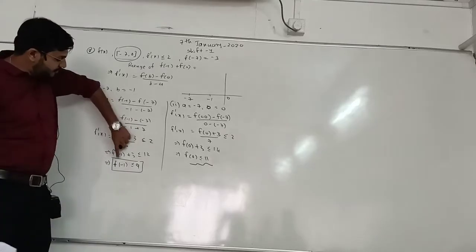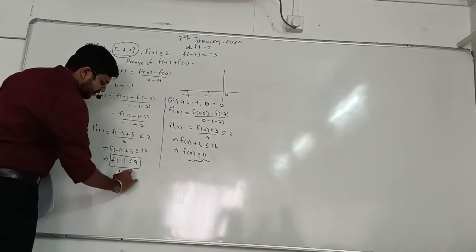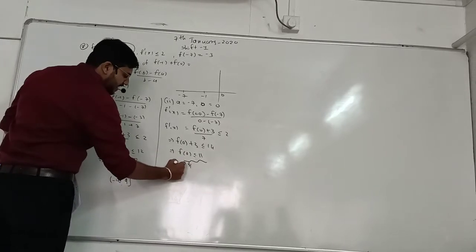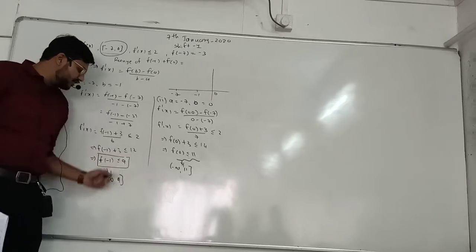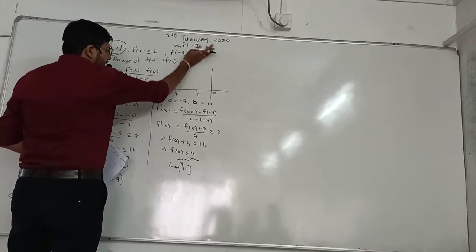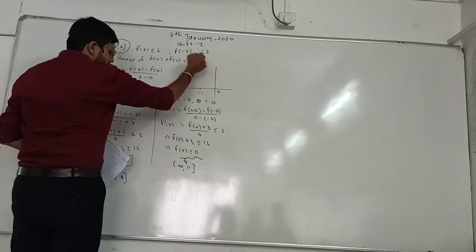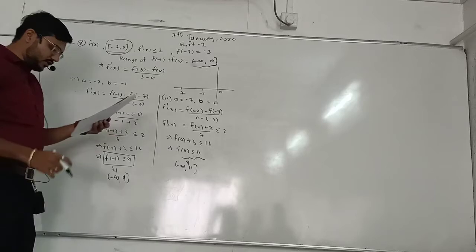So here f of minus 1 has range minus infinity to 9, and this has range minus infinity to 11. And when we add these two terms, what will be the range? We'll get the range from minus infinity up to 11 plus 9, which is 20. So this is your answer.